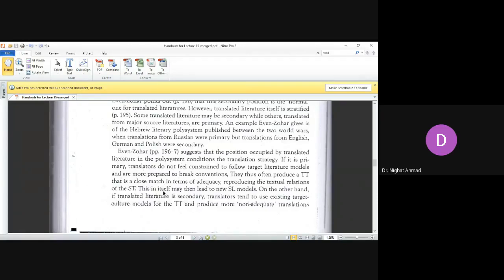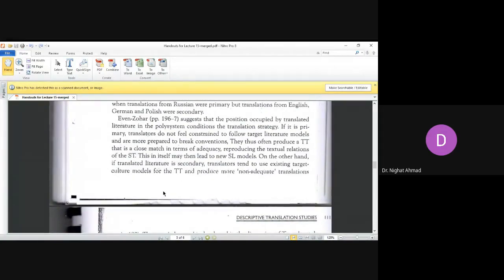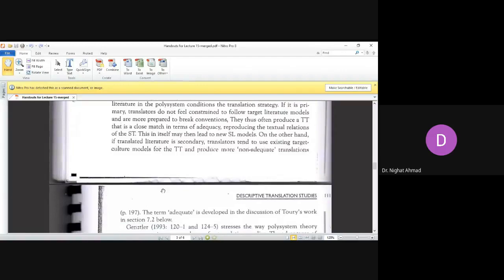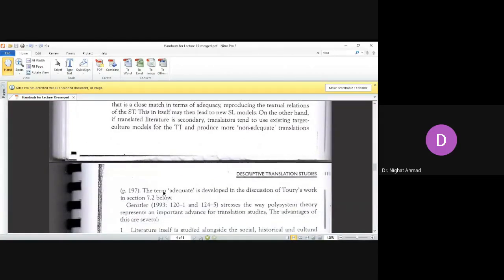If it is primary, translators do not feel constrained to follow target literature models, and they are more prepared to break the conventions. Thus they often produce a TT, a target text, that is a close match in terms of adequacy, producing textual relationships. Thus it may even lead to new source language models. On the other hand, if translated literature is secondary, translators tend to use existing models. So it is not a fixed thing.